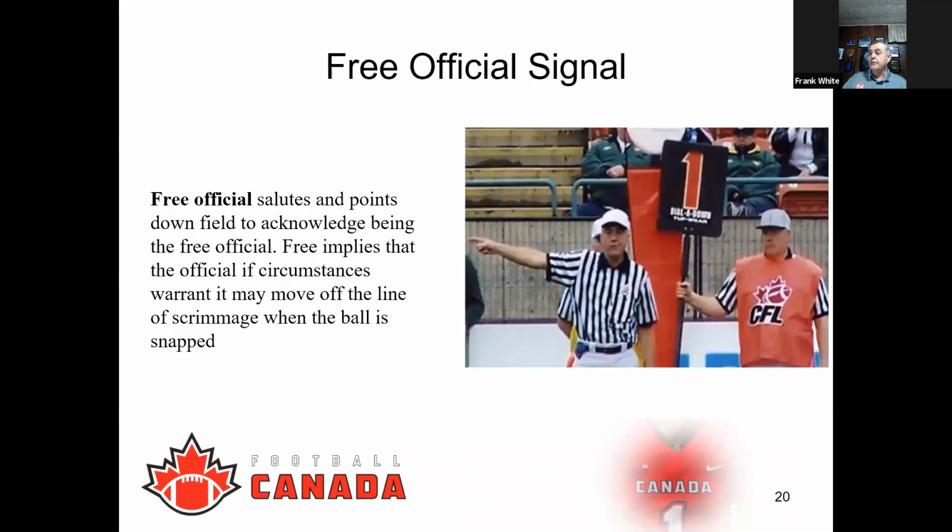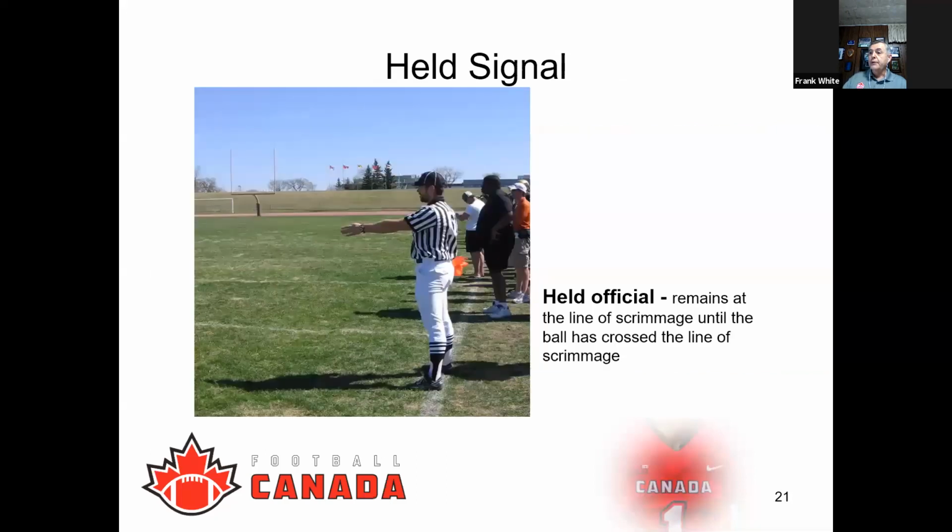Here we have, in this case, the downs judge signaling downfield. That means that they are the free official. And here we have the hold official, and they're pointing down to the ground right in front of them.